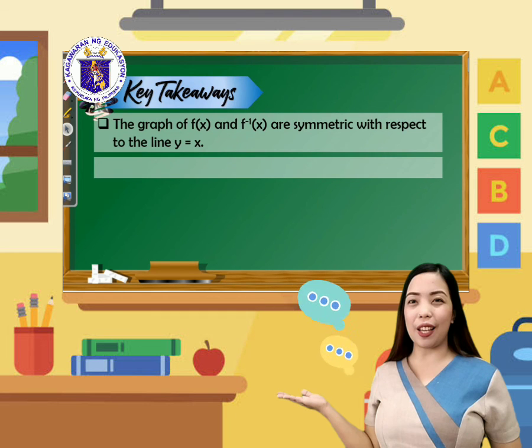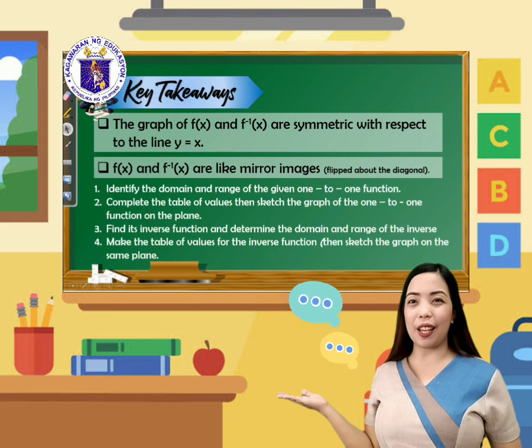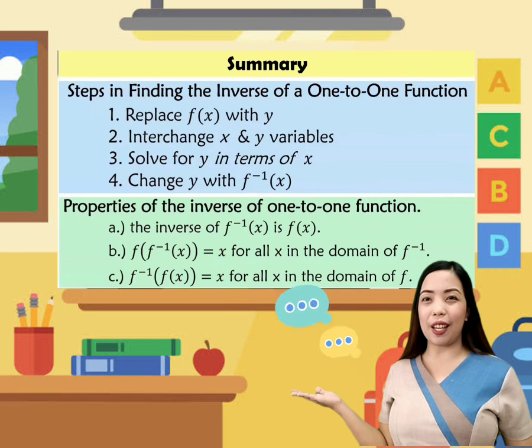So for this lesson, take note of the following. The graph of the function and its inverse are symmetric with respect to the line y equals x, or the identity function. f of x and f inverse of x are like mirror images. So to sketch the graph of a one-to-one function and its inverse, you may follow the following steps. Here is the summary of what we discussed.